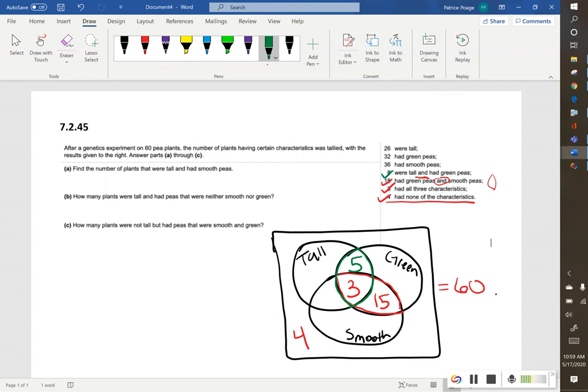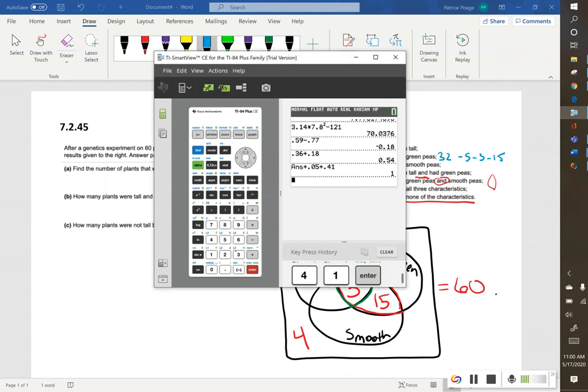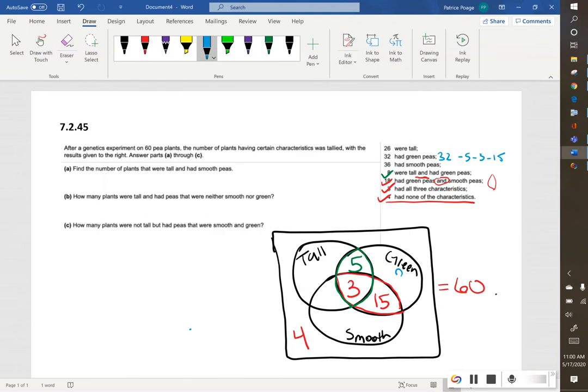36 had smooth peas. That's the entire circle for smooth. We can't do that yet. 32 had green peas. That's the entire circle for green. We can do that one. So we have 32 minus 5 minus 3 minus 15. We'll see what that gives us. 32 minus 5 minus 3 minus 15 is 9. Right there. And 26 were tall. That's the entire tall circle. We can't do that one yet.